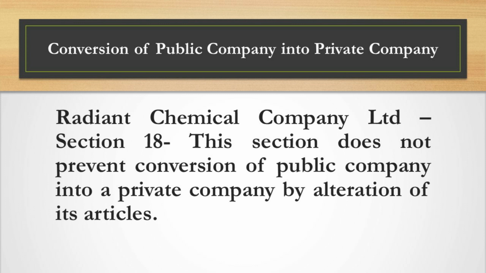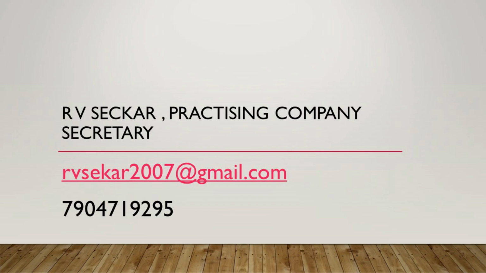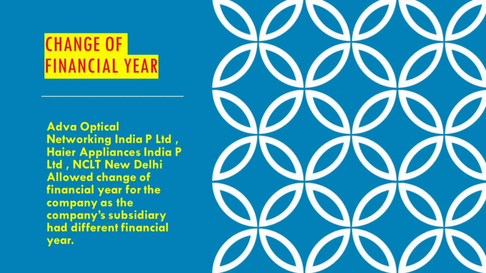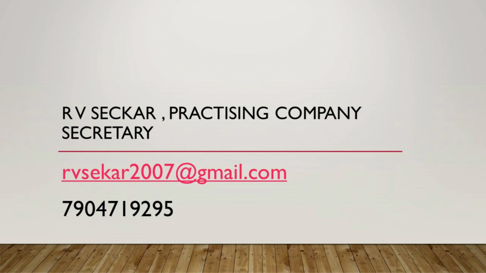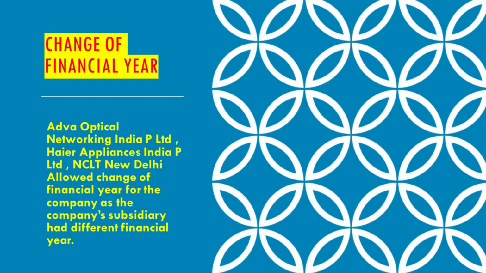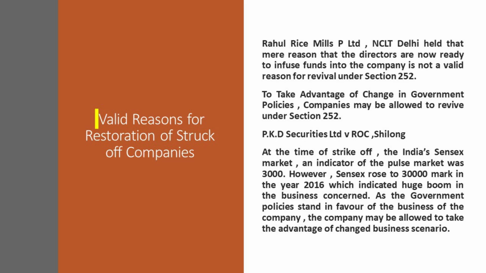The next one is conversion of a public company into a private company. We can approach the NCLT for this. In Radiant Chemical Company Limited, the NCLT held that section 18 does not prevent conversion of a public company into a private company by alteration of its articles. This is one of the important decisions given by the NCLT. So whenever you feel anything needs to be given, either the extension of the AGM or other objects, you can approach the NCLT freely and request it to give relief for your company.